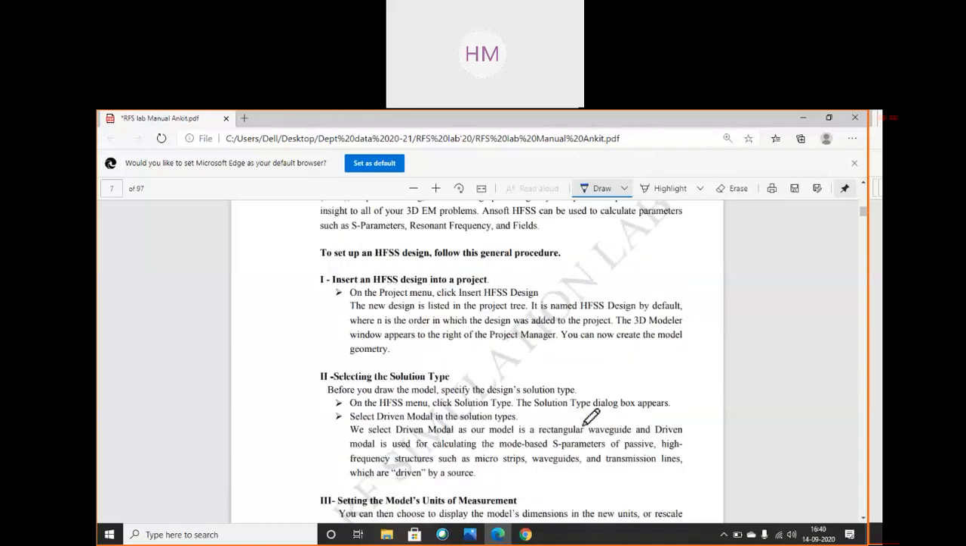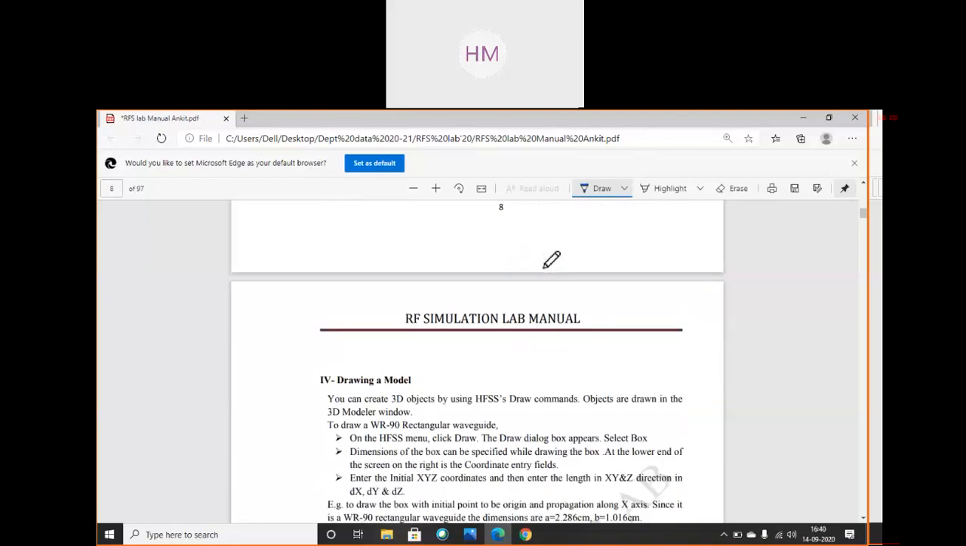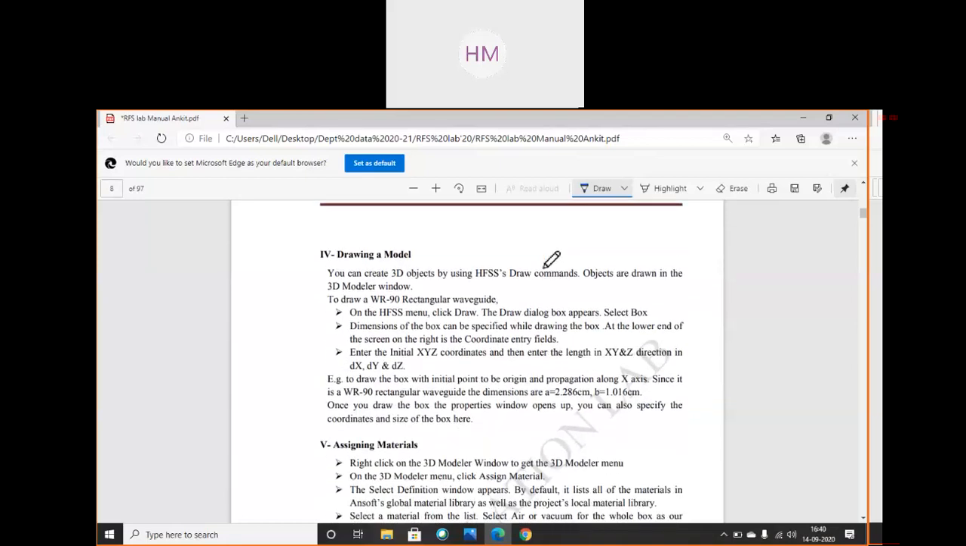These steps to set up an HFSS design follow this general procedure. Always you have to remember this. So just write down one line of these steps in your copy, so that while performing you can perform it on your laptop or desktop. It is not possible to perform on mobile phones.